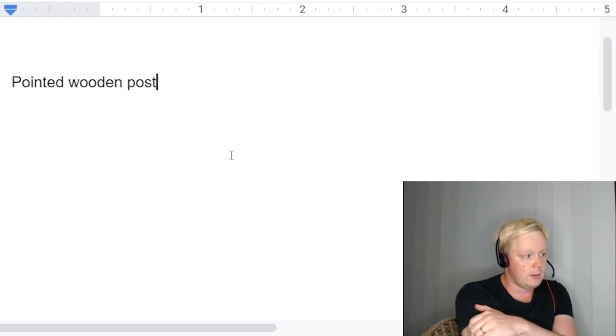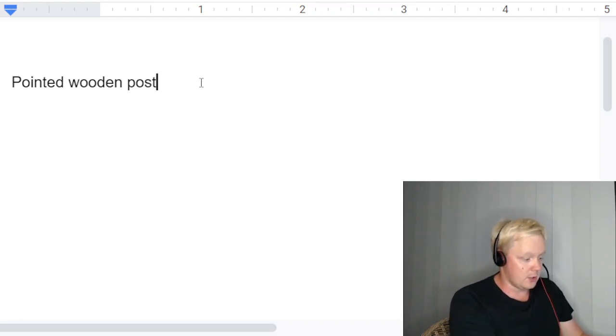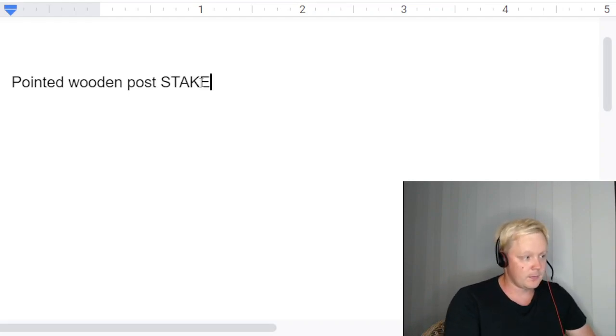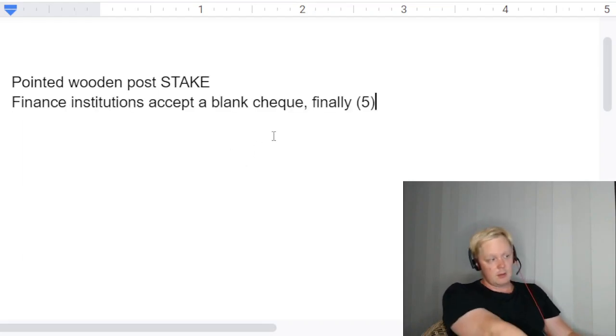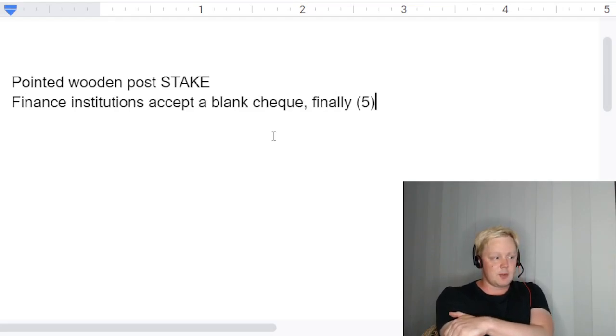And the answer to this might be steak. Now, a cryptic clue with the same answer might look something completely different. It might look something like this: financial institutions accept a blank check finally. Now, you see a couple of differences immediately.